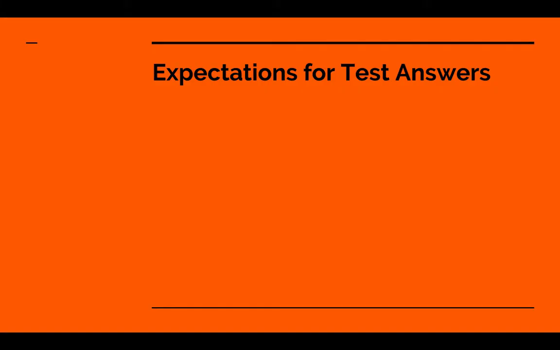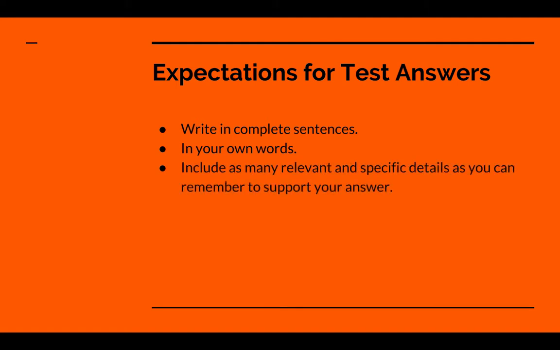Here are my expectations for your test answers as you write them to respond to the prompts that I just said. So you need to write in complete sentences. You need to make sure your writing is in your own words. Include as many relevant and specific details as you can remember to support your answer. So stating the title of an act or stating the 14th Amendment is not sufficient. You need to explain the context of the time period much more, okay?